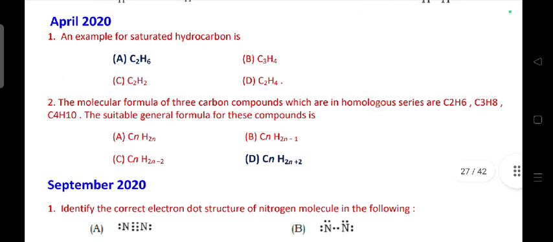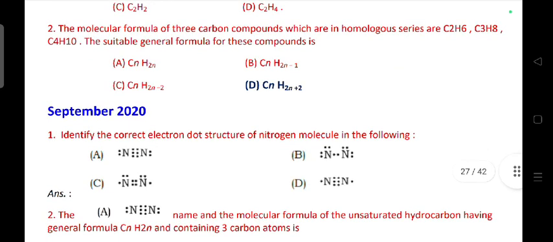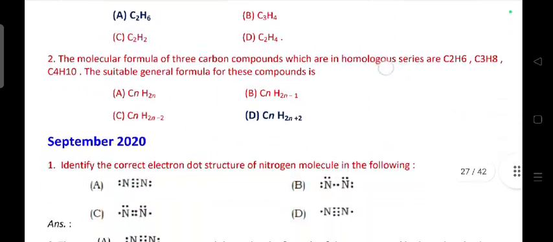Now come to April 2020. 2 multiple choice questions were asked. An example of a saturated hydrocarbon is C2H6. Then the molecular formulas of 3 carbon compounds which form a homologous series are C2H6, C3H8, C4H10. So that formula is CnH2n+2, because here the hydrogen atoms increase by 2 as carbon atoms increase, that is 2n+2. Only 2 questions were asked in April 2020.